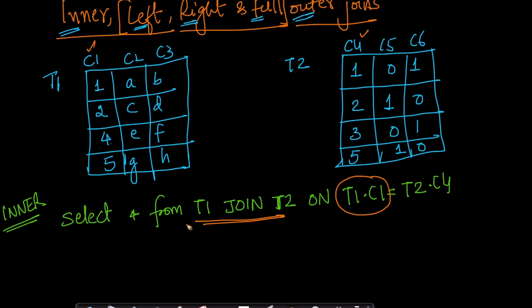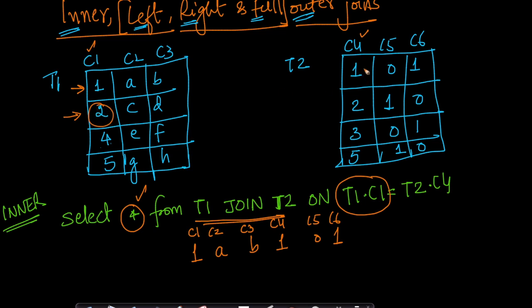So what will happen here? Let's write down the resultant. Row 1 is present here. Where else is 1 present? There is only one place, so we'll get an output. Because we are selecting all the columns, we'll get 1, A, B, 1, 0, 1. So this is column 1, column 2, column 3, column 4, column 5, column 6. This is what my output table is going to look like. Now let's look at the second row. There is 2 here. Is there 2 somewhere? Yes, 2 is here. So these two will be joined, and you get 2, CD, 2, 1, 0.